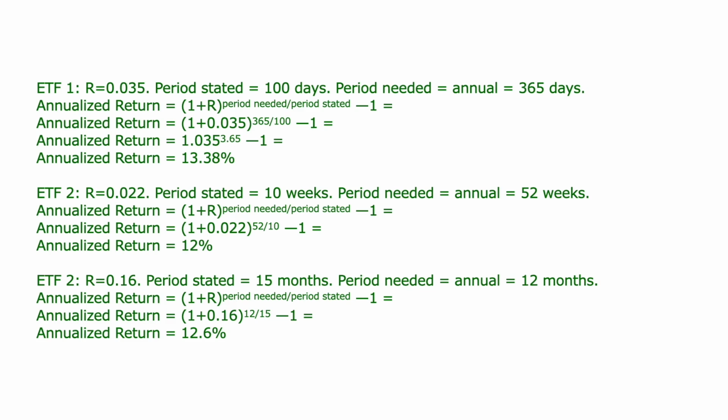If the period stated is in days, period needed to annualize is 365. If the period stated is in weeks, period needed to annualize is 52, and so on. Always remember to annualize. The period needed is the denominator.